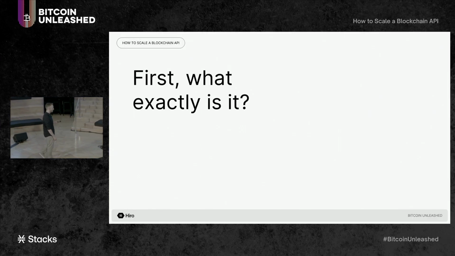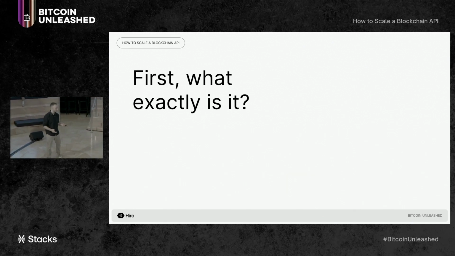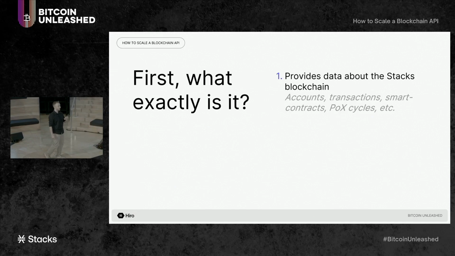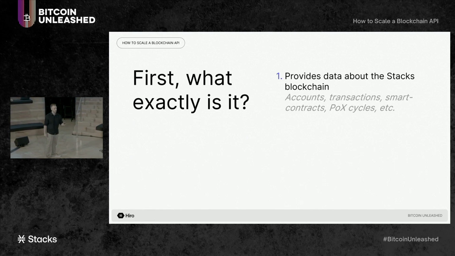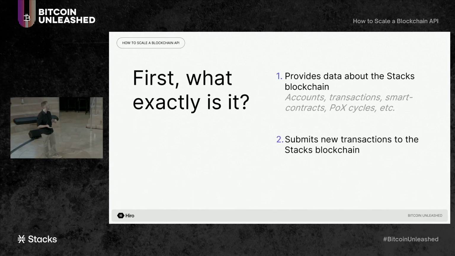So first, for those unfamiliar with it, let's cover what exactly the Stacks blockchain API does. It provides data about the Stacks blockchain. Some types of data could be accounts, transactions of an account, smart contracts, proof of transfer cycles, NFT data, fungible token data, really anything about the blockchain itself as far as data goes.